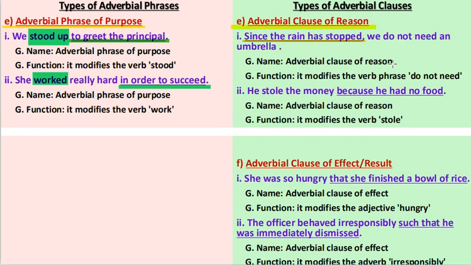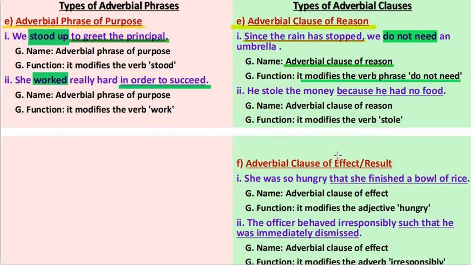We must bear it in mind that we also use since to express adverbial clause of time. But in this case, it is more of reason than time. It is telling us why they do not need an umbrella. So it answers the question of why. Therefore, it is an adverbial clause of reason, and it modifies the verb phrase do not need.